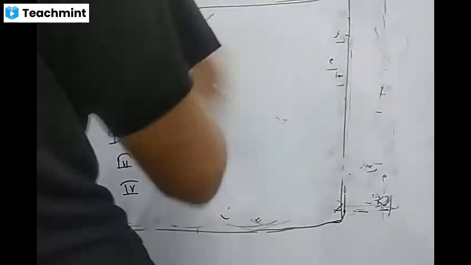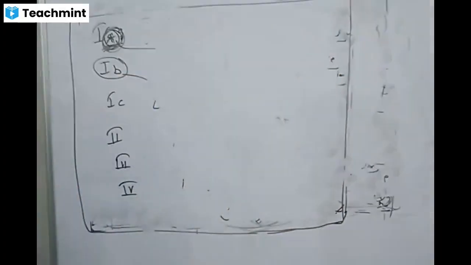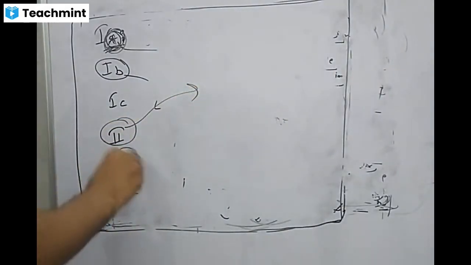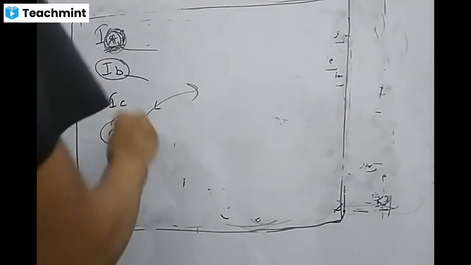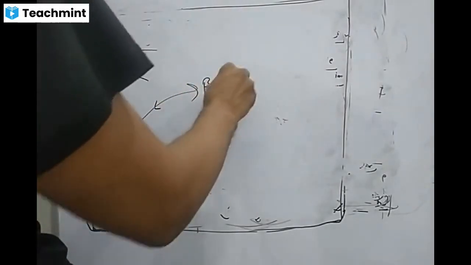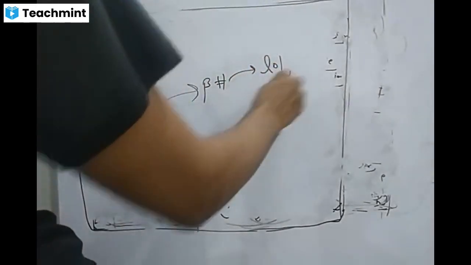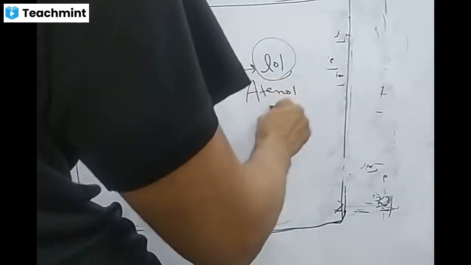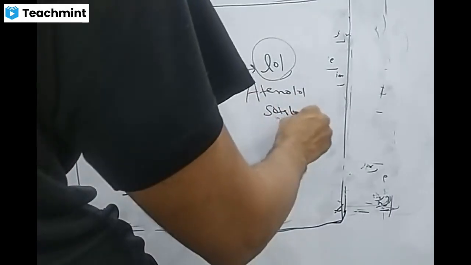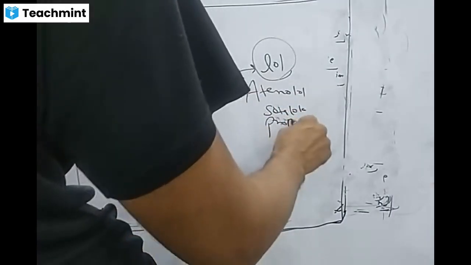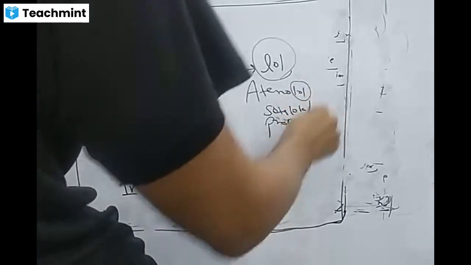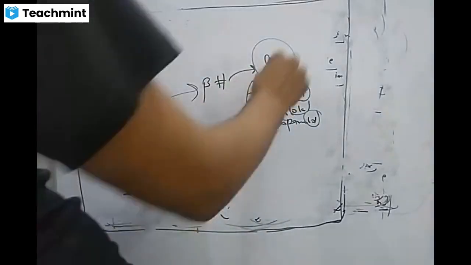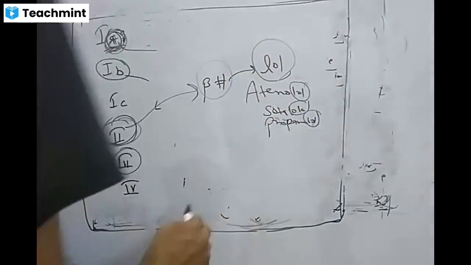The remaining drugs come under 1C, but we'll check what comes in class 2 and class 3. Class 2 we have seen are beta blockers, and beta blockers are the lol people. They always carry the suffix lol: atenolol, sotalol, propranolol. So they are the lol people. It's very easy to remember beta blockers from the lol.